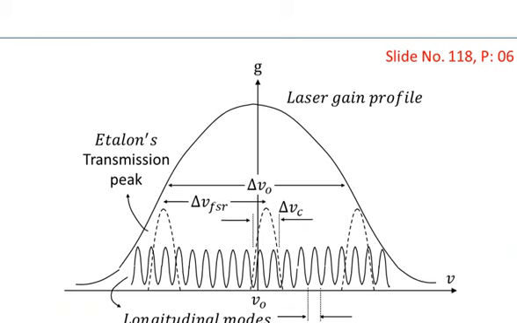For example, over here, if delta nu, that is the separation between these longitudinal modes, is much larger, then only a few will fit into the laser gain profile. But if it is very large, it might be possible that only one longitudinal mode will be present in the center of the gain profile, and the other modes will be lying outside the gain profile. If they are lying outside the gain profile, they will not be oscillating within the laser cavity, and of course they will not make a part of the laser beam.